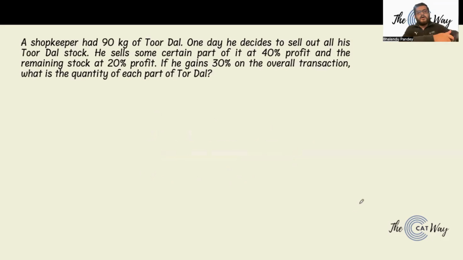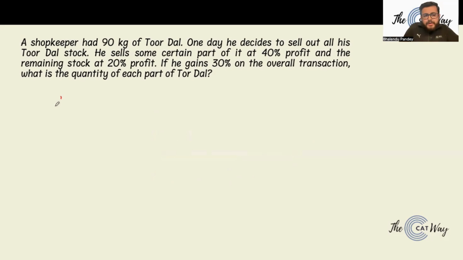So what do we have? A shopkeeper had 90 kg of tur dal. One day he decides to sell out all his tur dal stock. He sells a certain part of it at 40% profit and the remaining stock at 20% profit. If he gains 30% on the overall transaction, what is the quantity of each part of tur dal?